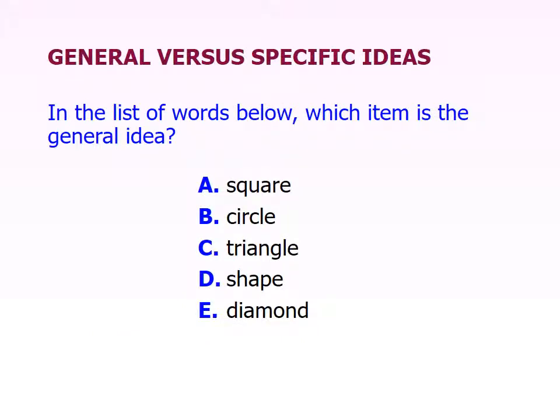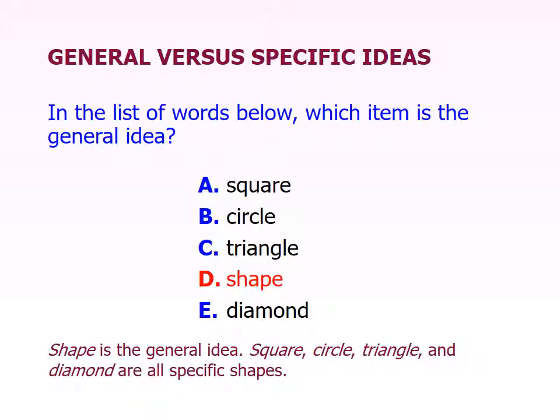Another way that we can get to the main idea is to get in the habit of understanding the difference between things that are general and things that are specific. So take a second and think of this list of 5 things. Which word is the most general of them, meaning that it's the umbrella idea that includes all of the other specific ideas? You should have picked shape, because all of these other things are different types of shapes. We can say a square is a shape, a circle is a shape, a triangle is a shape, a diamond is a shape. All of those are specific, but shape is general.